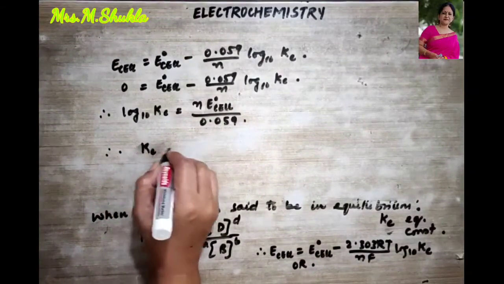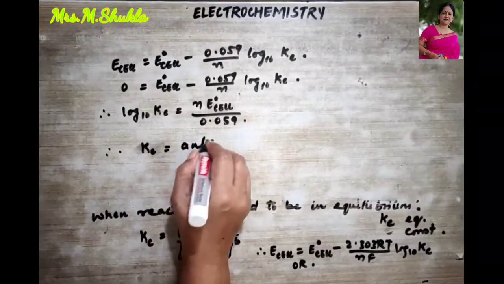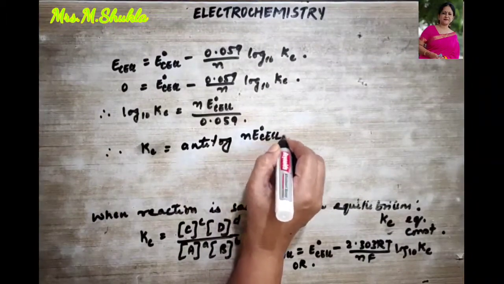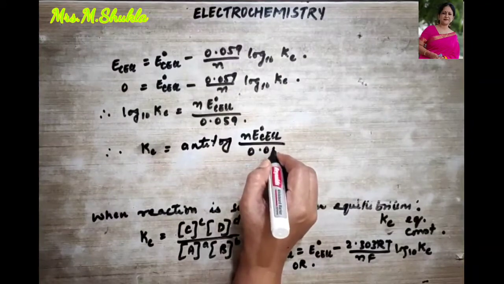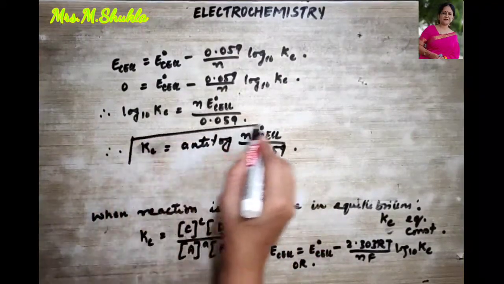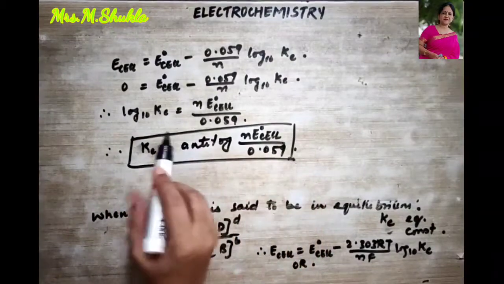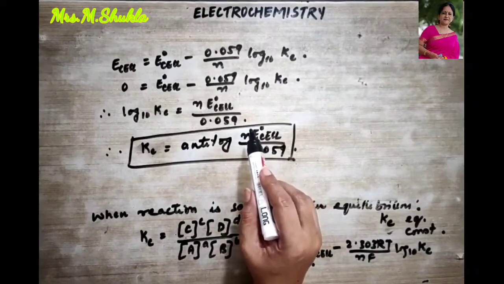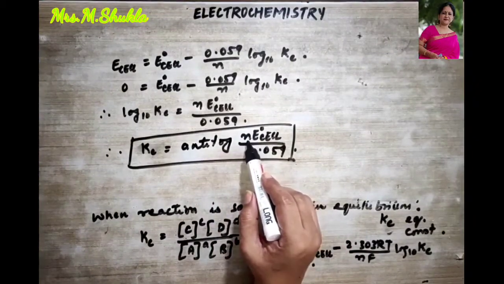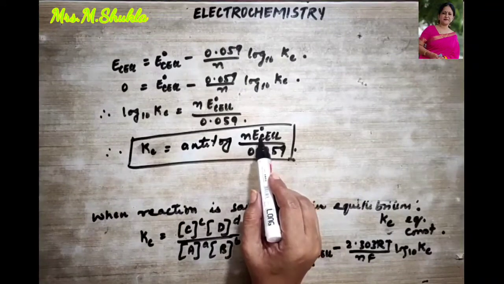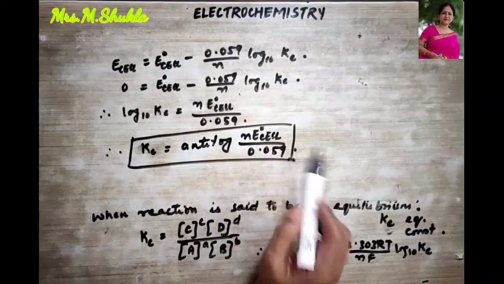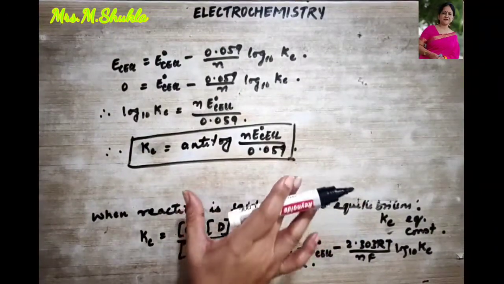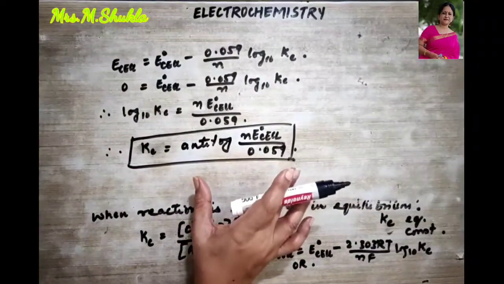Therefore, if we need to remove this log, we can also say that the equilibrium constant is equal to anti-log of N E naught cell upon 0.059. So we can say that the equilibrium constant is equal to anti-log of the number of moles of electrons transferred into the standard electrode potential upon 0.059. Clear? I hope till here things are clear. Now, based on this, we are going to do some numericals.